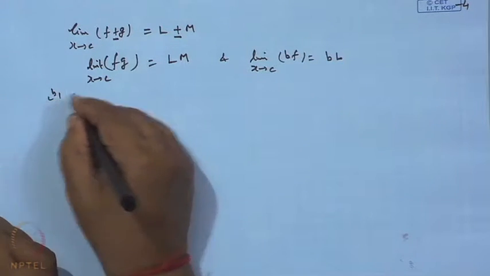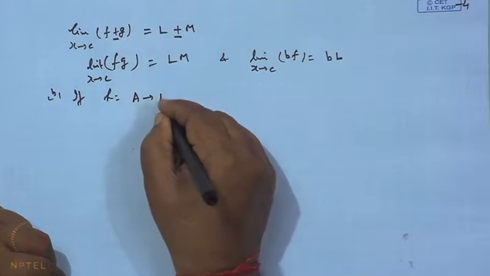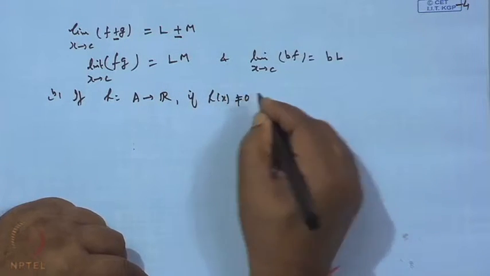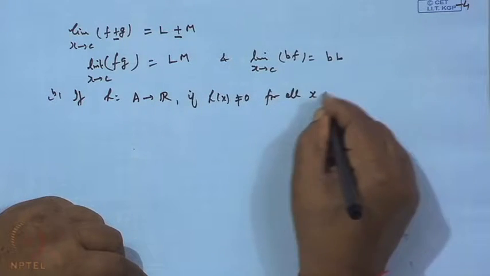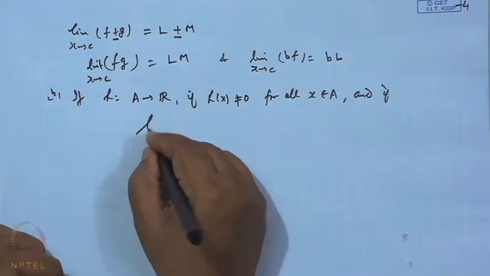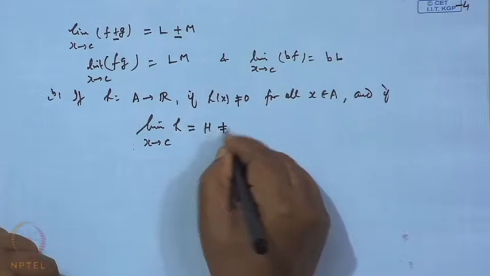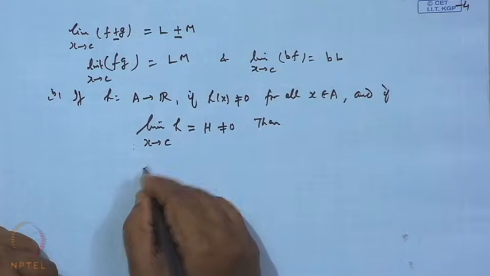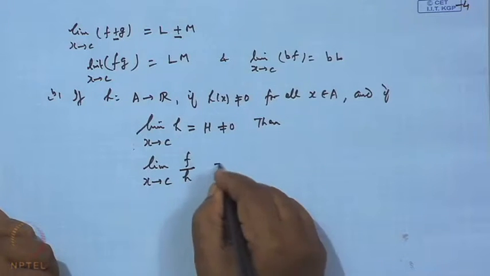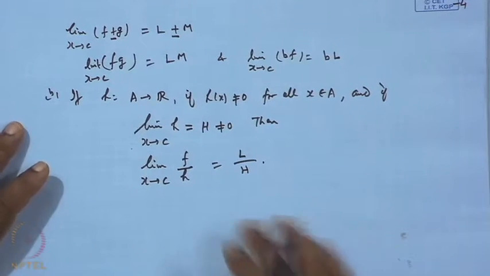And further, if h is a function from A to R, and h(x) is not equal to 0 for all x belonging to A, and if the limit of h as x tends to c exists and is different from 0, say H, then the limit of the ratio f over h as x tends to c is nothing but L by H. Okay. So, the proof goes on similarly.